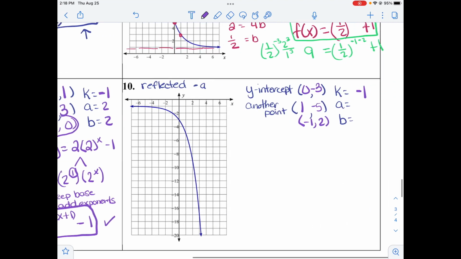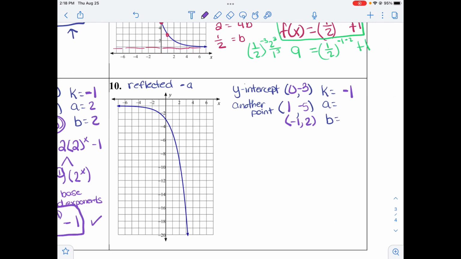All right, the last one is we can see that it's reflected, so we know the A is going to be negative. We also can see our horizontal asymptote. It comes very, very close, but it never touches or crosses that line there, and that is going to be where y is -1, so that gives us our K. So we're going to go ahead and plug in what we have. So we're going to start with using the y-intercept. So when y is -3, we don't know A, and we're going to then plug in b raised to the 0, and then we'll use our K, so -1. Well, b raised to the 0 is always 1, so we end up with -3 equals A minus 1.